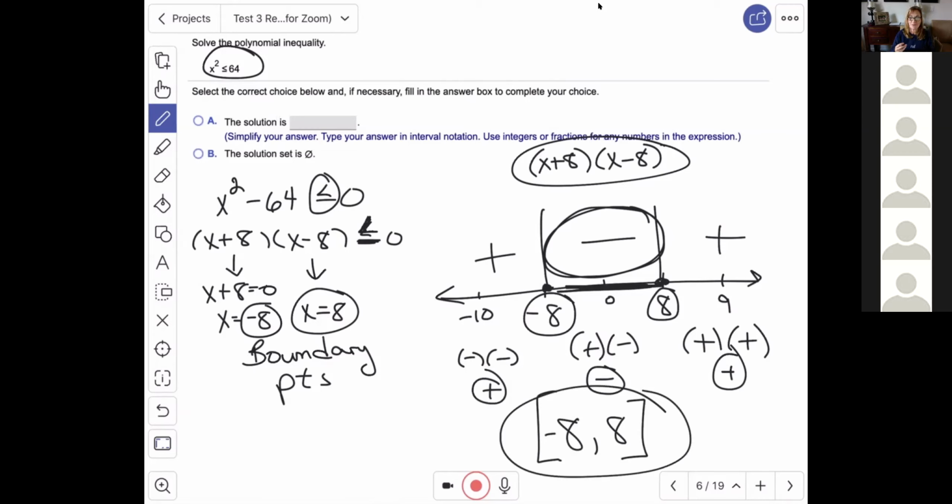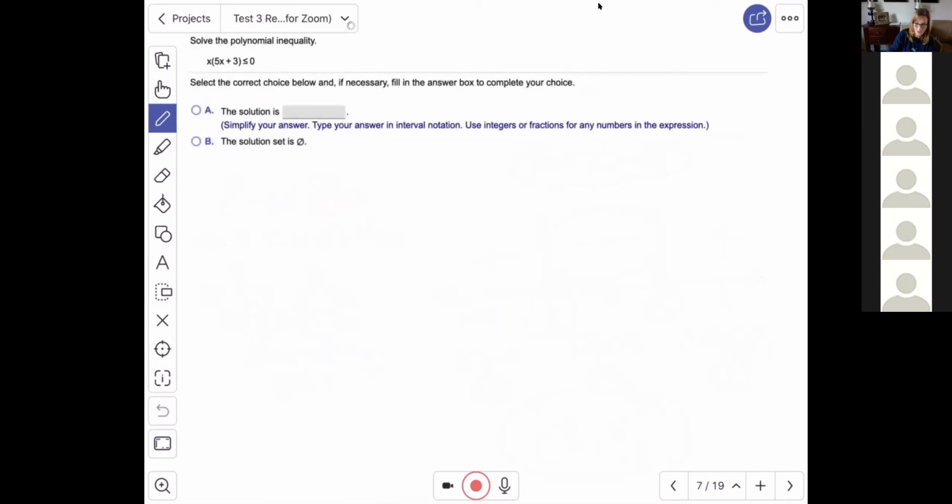Okay, if I had asked for greater than or equal to 0, then I would have listed the 2 positive intervals. So this is the only one. Okay, so this is one where you actually had to bring the 64 over and factor it first. The next one is very similar, but it's already factored for you. See, it's already given to you factored, which is nice.